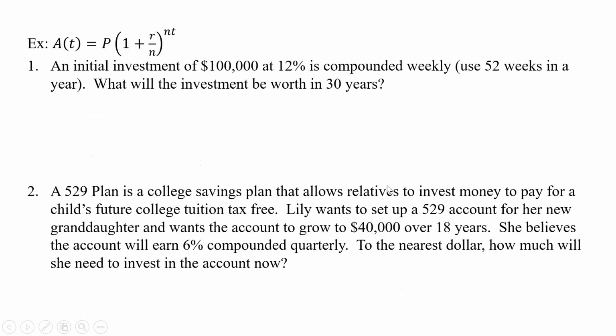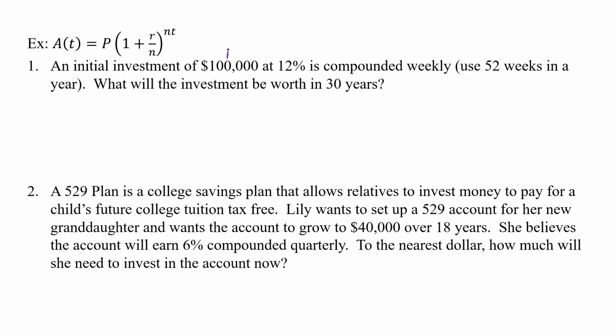All right, so what I'm going to do is two examples. I'm going to do one where we have to find our A and one where we actually have to find our P. How much did we invest? So this is again my formula up here, P times 1 plus R over N to the NT. And what do we have for this one? Well, it says an initial investment of $100,000.